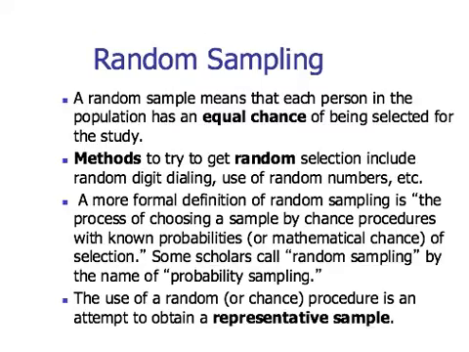A random sample means that each person in a population, such as all U.S. voters, has an equal chance of being selected for the study. So if you want to predict how all U.S. voters are going to vote, you get a smaller sample. But you make sure you have some method that everyone in the population has an equal chance of being selected. So there's a variety of ways you might have heard in other research methods topics to do randomization. For example, there's something called random digit dialing, use of random numbers, etc.